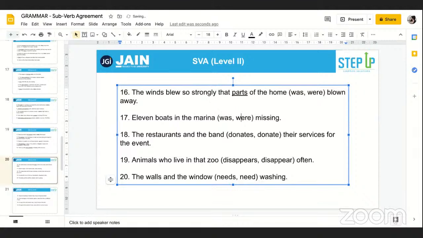18, donates. Donate, sir. And singular. Number 19 is disappear. Yes, it is disappear. The subject is many exhibits, so plural.